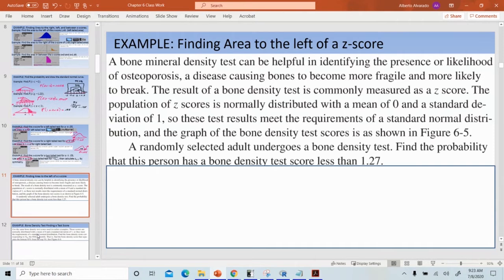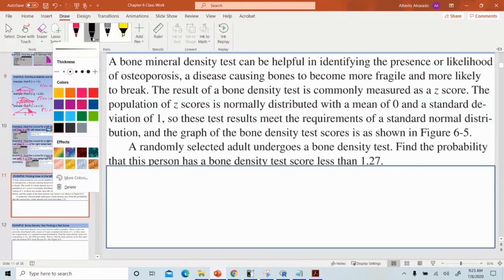So there's no figure because I'm going to have us draw it. A randomly selected adult undergoes a bone density test. Find the probability that this person has a bone density test score less than 1.27. So I'd like you to draw stuff. Okay, so we're going to try drawing it.